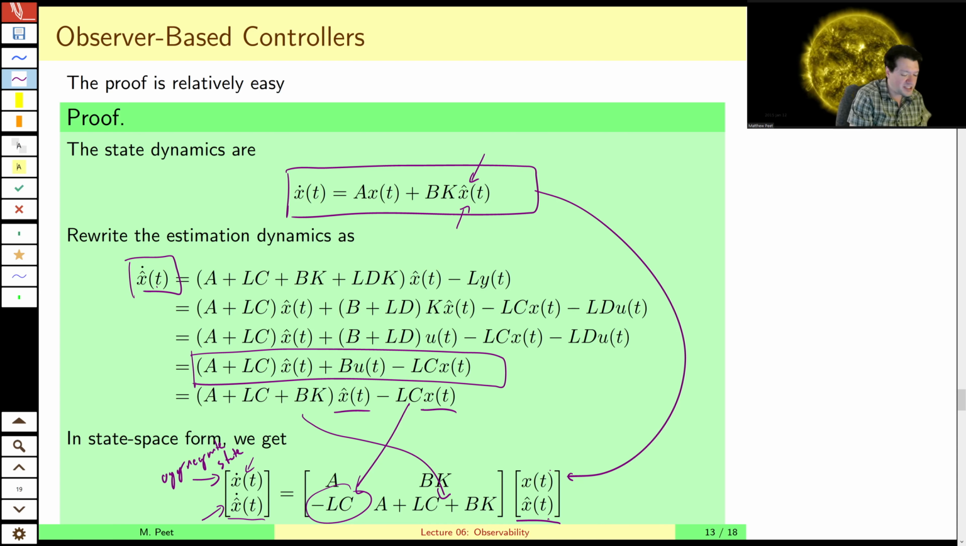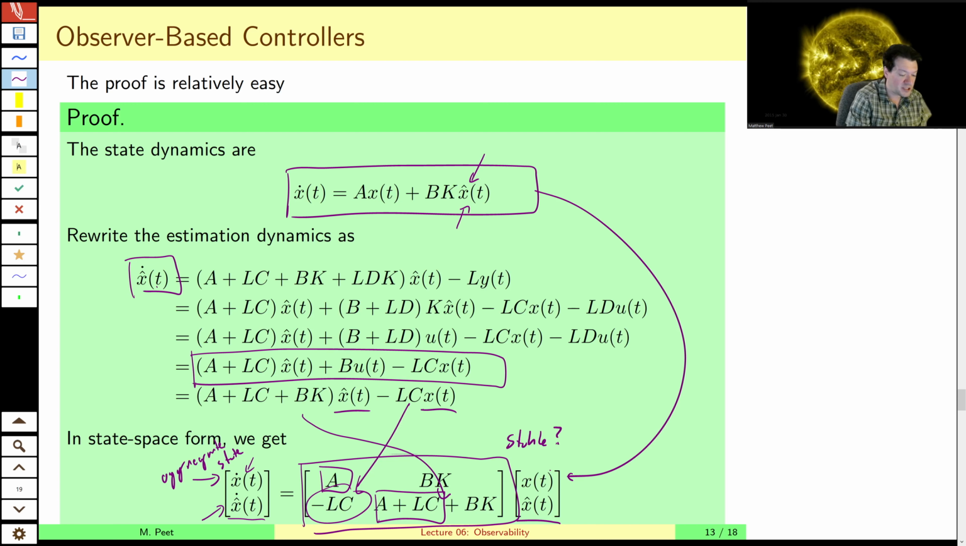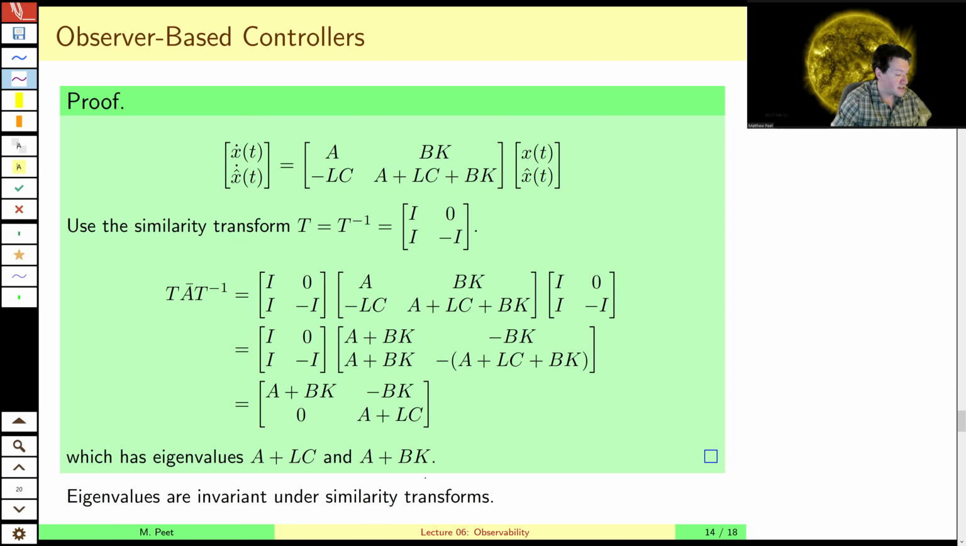So you can sort of see that it's not entirely obvious that this system would be stable if just the eigenvalues of A plus LC and the eigenvalues of A plus BK are negative. Right? So it's not entirely obvious that this is stable, just based on individual stability of A plus BK and A plus LC, because the BKs and the LCs get shifted around quite a bit. But we'll see, in fact, that it actually works out.